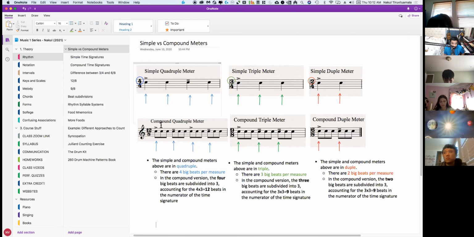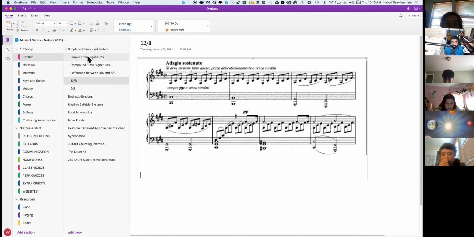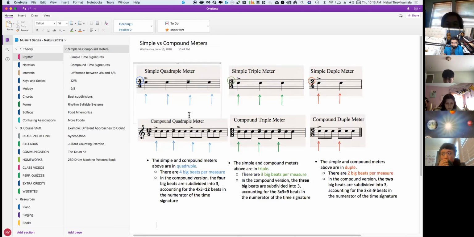It reinforces this notion that there is a patterning of 12. The patterning of 12 is more significant than the patterning of 3, and you can derive these higher order structures, right? So, long story short, a compound meter is just the same thing as a simple meter, except the beats, the numerator, are just subdivided in 3.